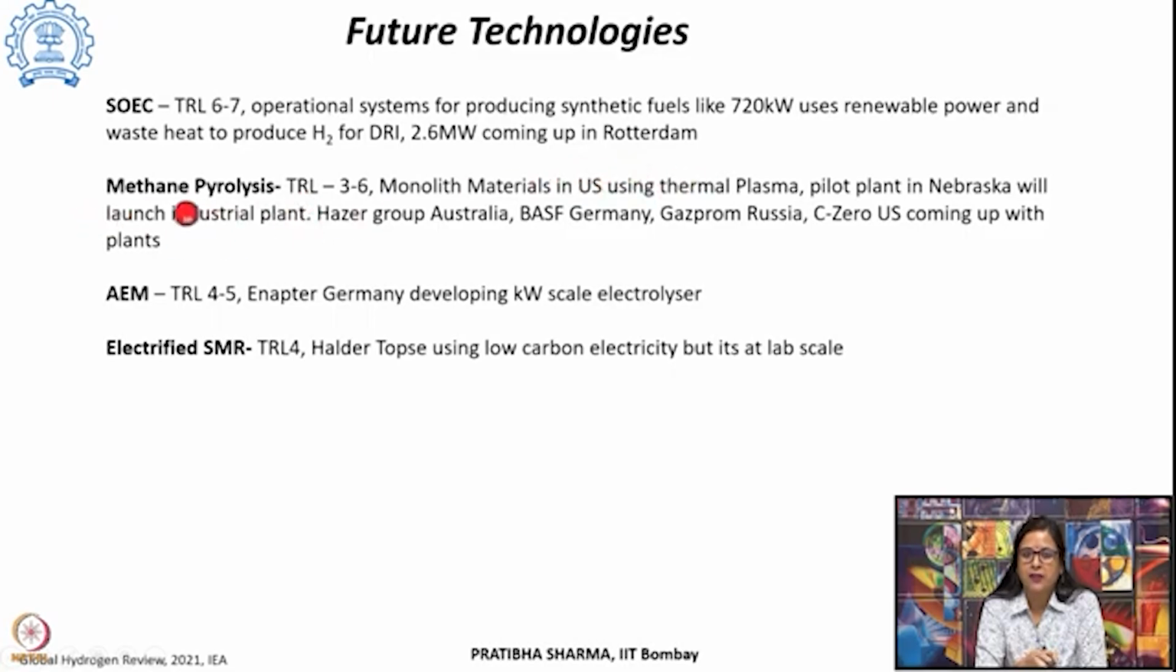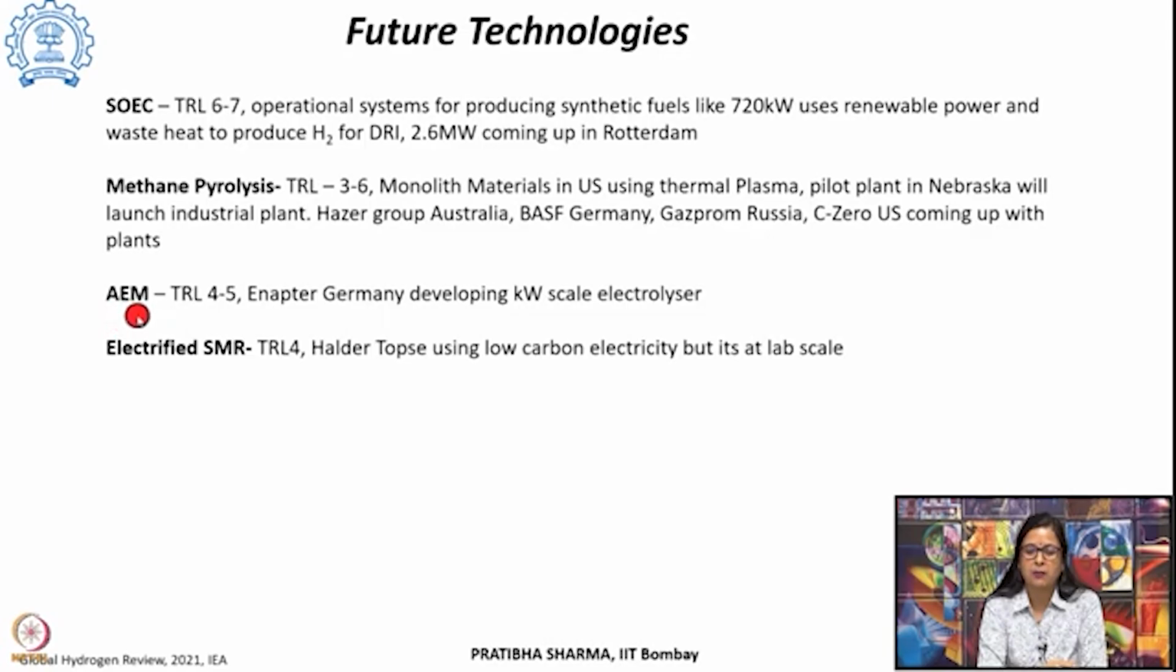Methane pyrolysis is another technique which is a future technology having a TRL level of 3 to 6. So there are plants like Monolith Materials in US, they are using thermal plasma for the cracking of methane. There was a pilot plant in Nebraska and now they are planning for an industrial scale plant. There are several plants which are coming up in Australia, Germany and Russia, US. So the technology will grow in future.